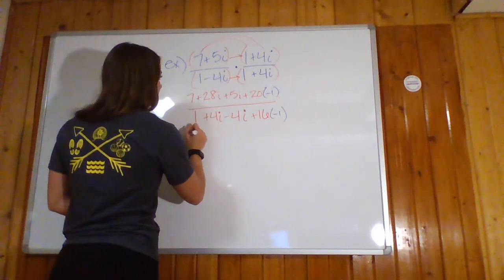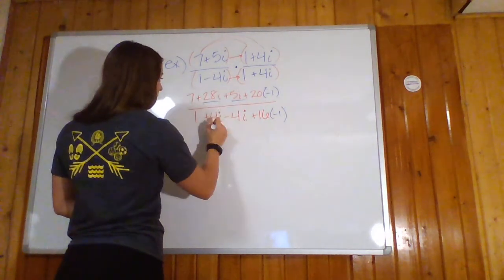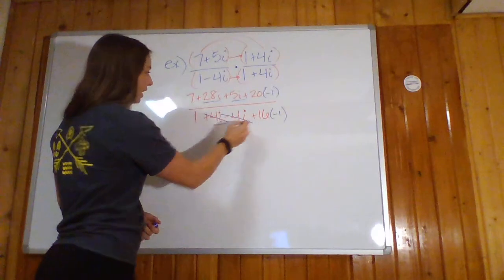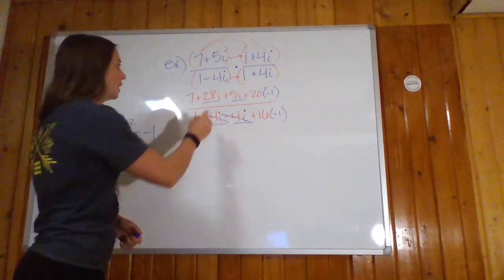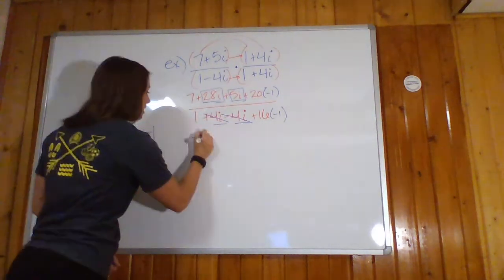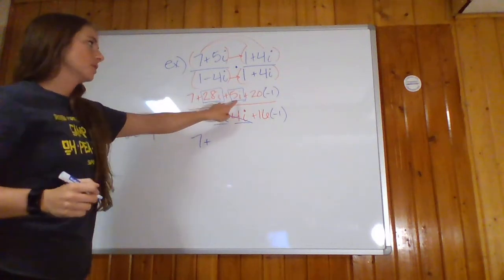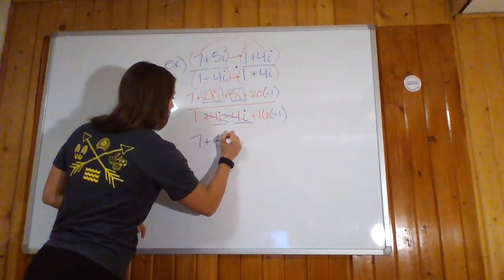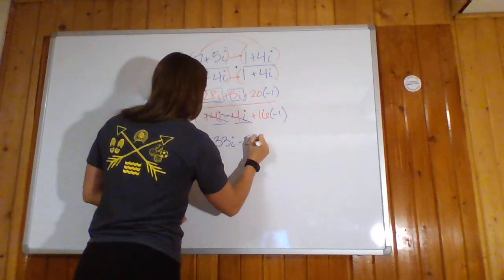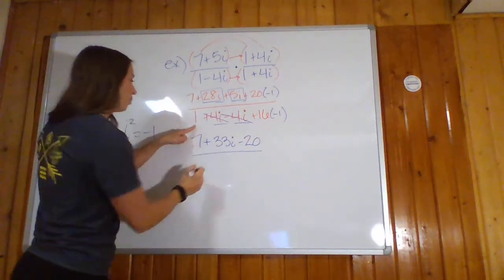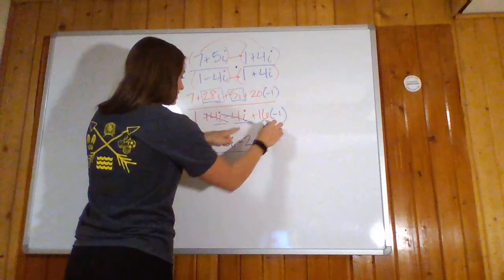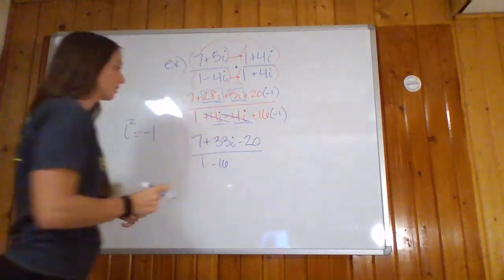Right, so I'm going to rewrite this entire function while combining my two like terms. Positive 4i and negative 4i cancel out. Those go down to 0. I'm going to combine my 28i with my 5i when I rewrite this. So I have 7 plus 28i plus 5i is going to give me 33i. And now I have 20 times negative 1. It's going to give me negative 20. And I already said that positive 4i and negative 4i cancel out. Now I have positive 16 times negative 1, which gives me negative 16.